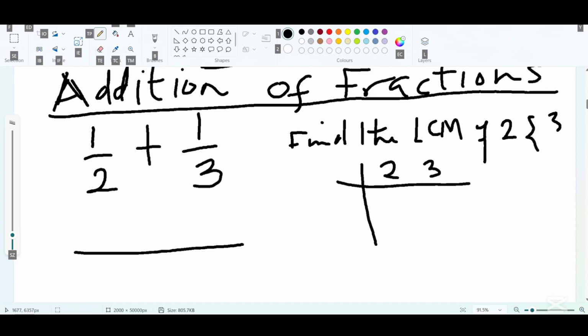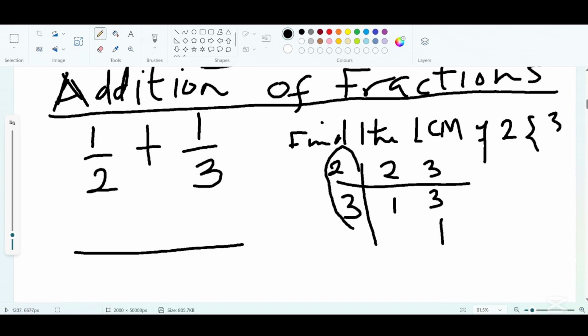To find the LCM of the denominators, like we did in the last lesson, we use 2 to cut 2, that will be 1, 2 in 3 to be 3, then 3 and 3, that will be 1. So our final LCM is going to be the multiplication of all these numbers, that will be 2 times 3, and that will be 6. So 6 is the LCM of 2 and 3. So we now put 6 here.